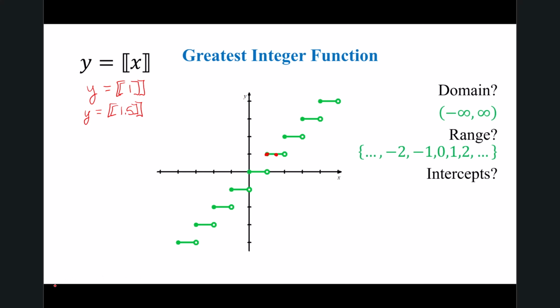The intercepts, we have x-intercepts everywhere between 0 and 1. Everywhere here is an x-intercept, not 1, but 0 is an x-intercept. So that reads the set of all points (a, 0), such that 0 is less than or equal to a is less than 1.